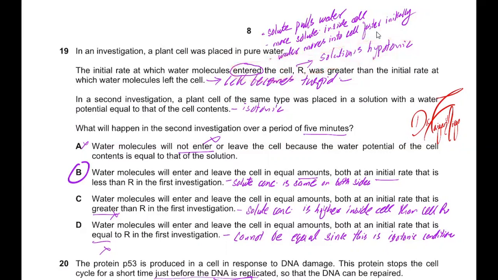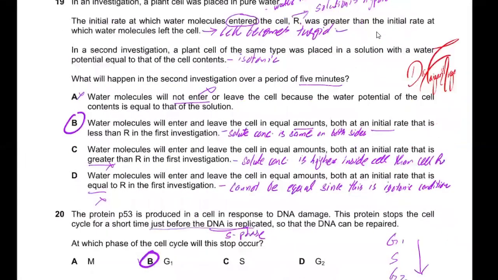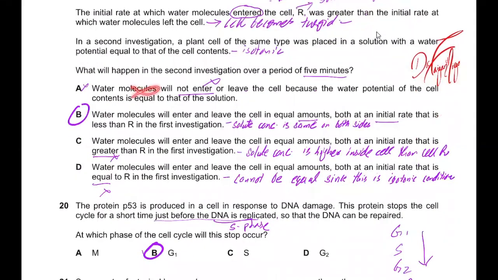They're saying in a second investigation, a plant cell of the same type was placed in a solution with water potential equal to that of the cell content, which means it's isotonic. So you know that water movement now will not be at the same rate as it was before. So water molecules will not enter? That's not possible, because in osmosis, once the equilibrium is reached, water still enters, but at the same rate. It enters and it leaves at the same rate. So A is not the correct option.